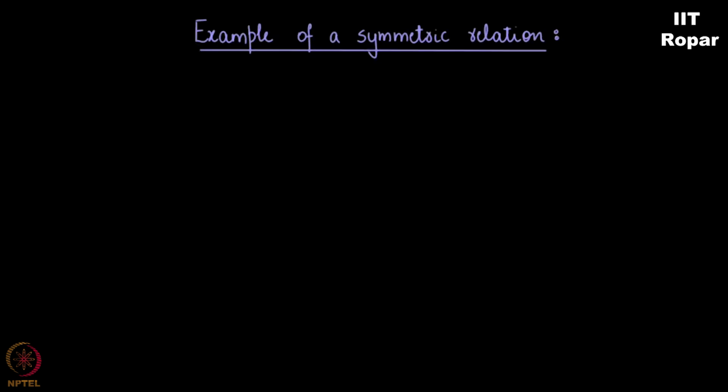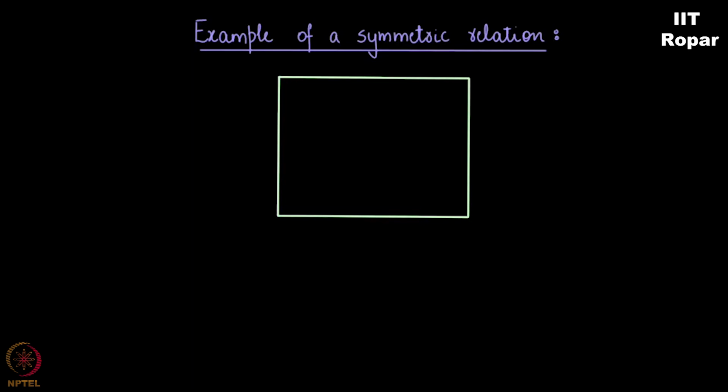I am now going to give you a cool example of a symmetric relation. Imagine a hall full of 100 people. Let me call them A1, A2, A3 up to, let's say, A100. I am going to put an arrow from A1 to A2 if A1 shakes his hand with A2.